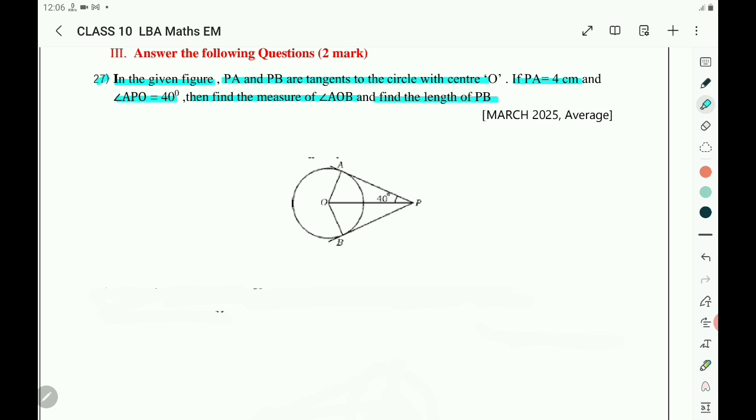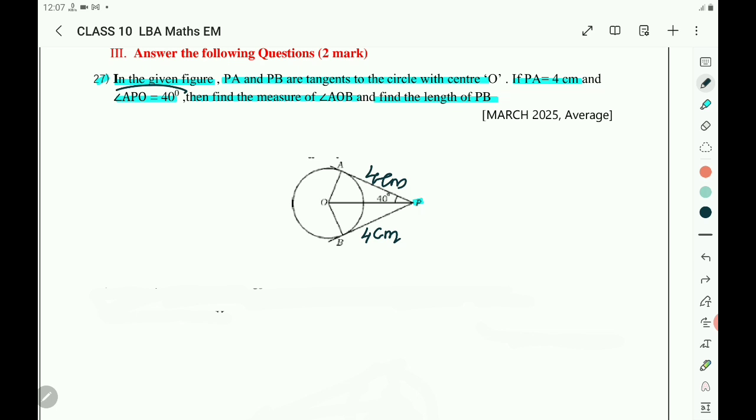the length of PB. You know that in the given figure, P is a point outside the circle which is called the external point. Tangents drawn from the external point to a circle are equal. So you can take PA is equals to PB. Then if the length of PA is equals to 4 centimeter, then the length of PB is also 4 centimeter. You got the length of PB, that is asked here. Length of PB is 4 centimeter, that you can write next.